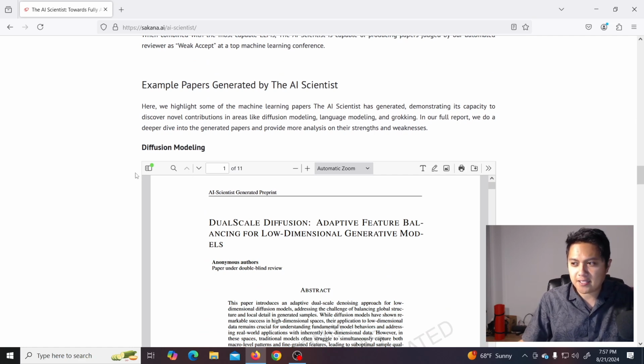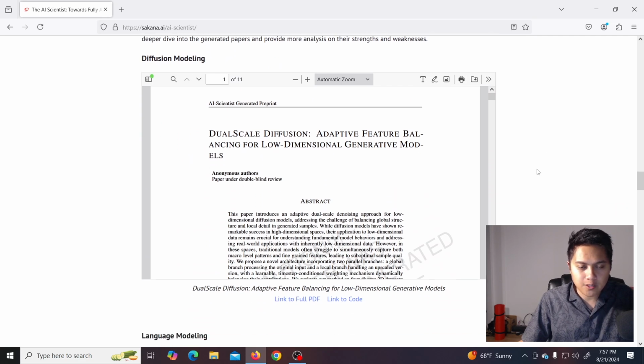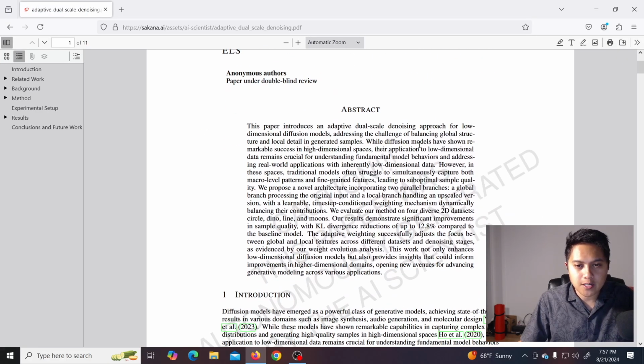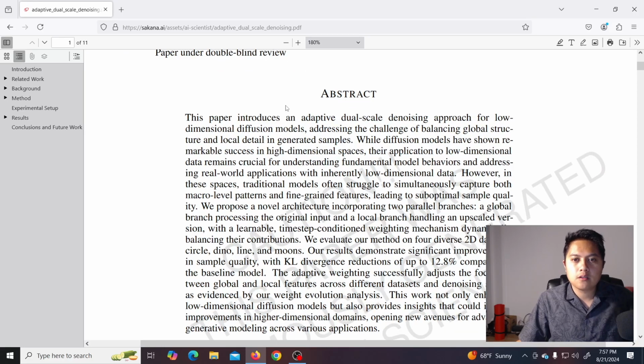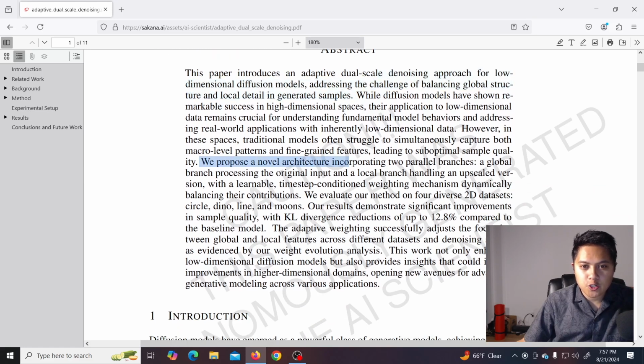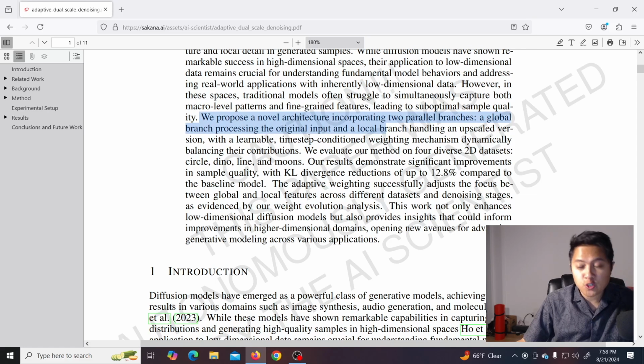Now, like I said, I'm not a professional machine learning researcher, so I can't really verify the veracity of the results of this paper, but I'm going to take a brief look through it. So it's creating a denoising approach for low-dimensional diffusion models, addressing the challenge of balancing global structure and local detail in generated samples. They propose a novel architecture incorporating two parallel branches. So it sounds like the AI Scientist has come up with some novel architecture, supposedly, based on its review of the literature.